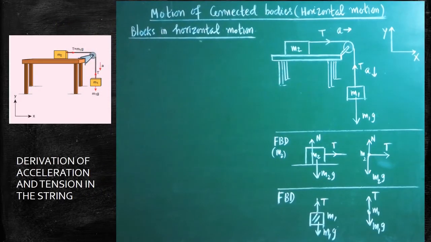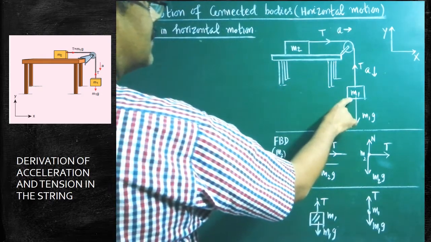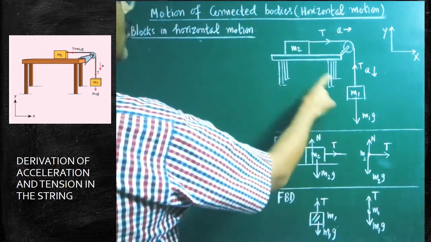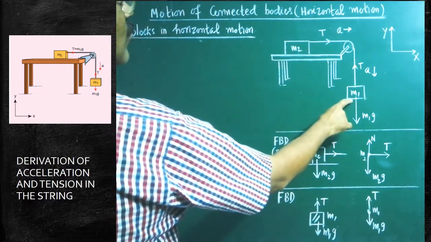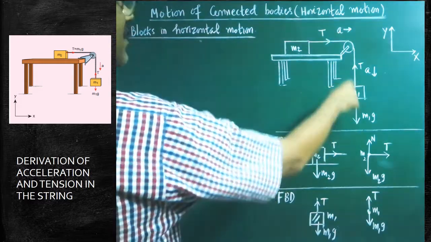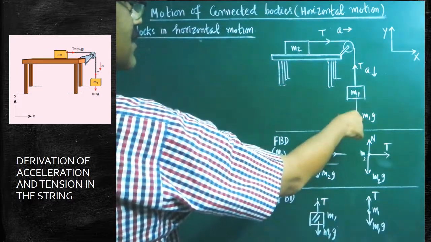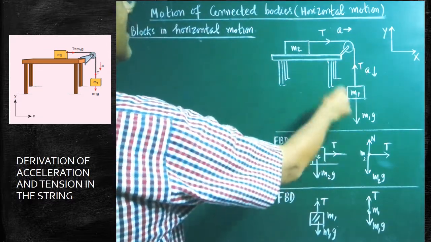Now we are going to learn about the motion of connected bodies when they are moving in the horizontal direction, that is, in horizontal motion. Here two blocks are there. The masses of the two blocks are M1 and M2. Here this mass M1 is hanging, due to gravitational force.